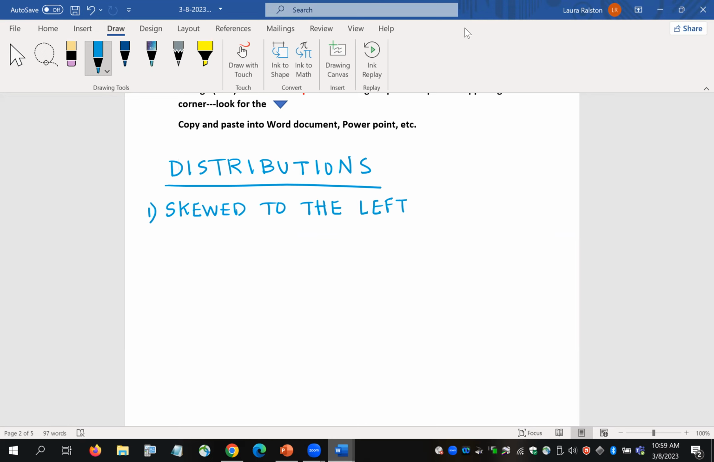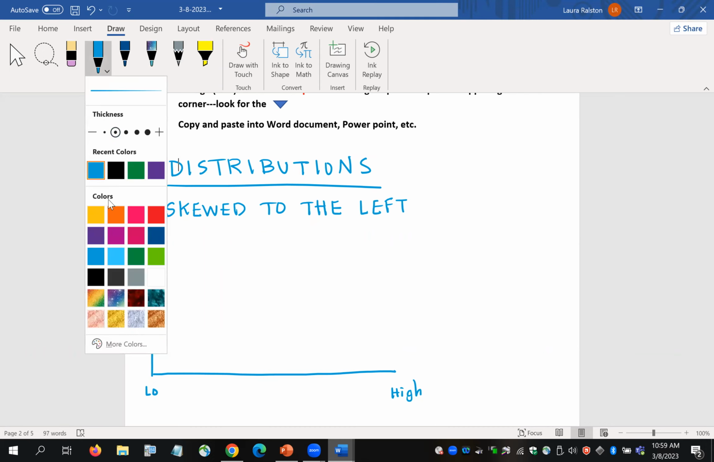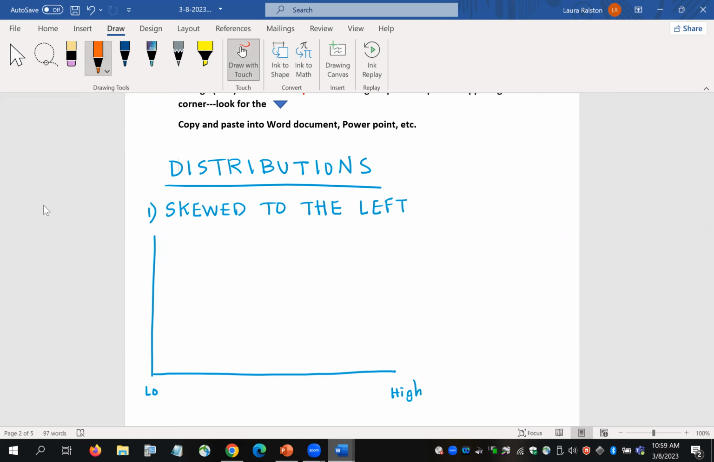Okay, it doesn't matter which one I start with. So skewed to the left. Visually, for a distribution that is skewed to the left, if you're looking at it, say on a graph, whether it's a bar graph or a histogram, your graph usually runs low to high, and for it to be skewed to the left, you would have very few data values on the low end, but you have lots of data values on the high end.